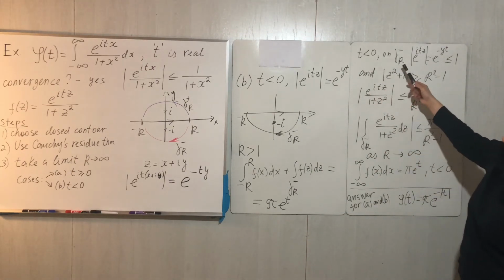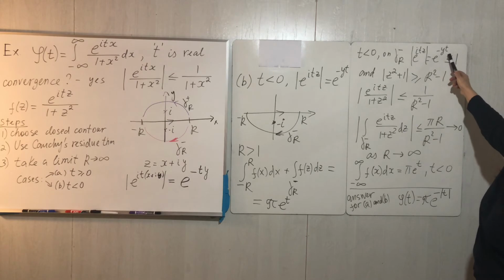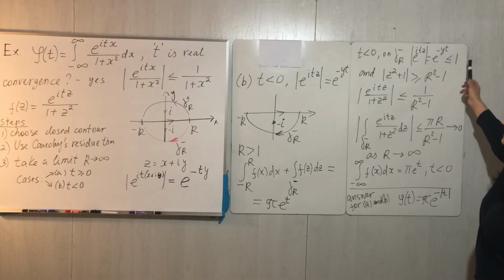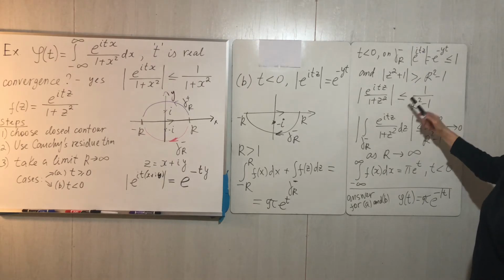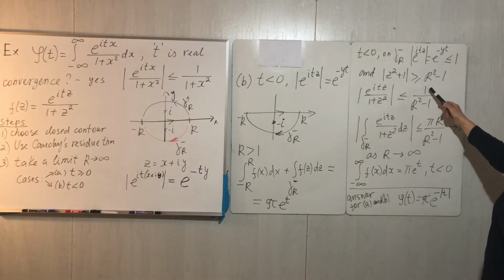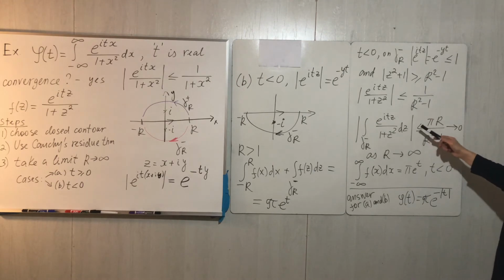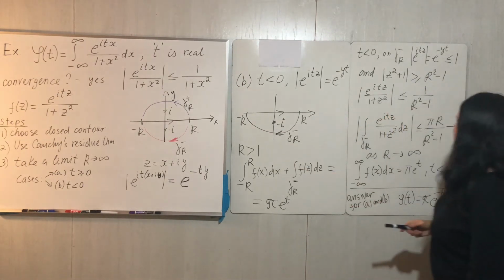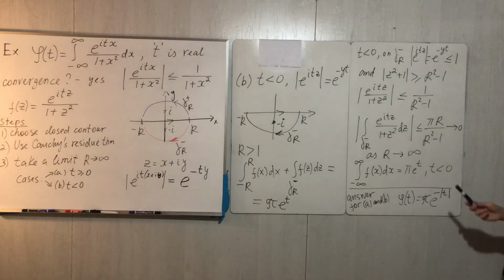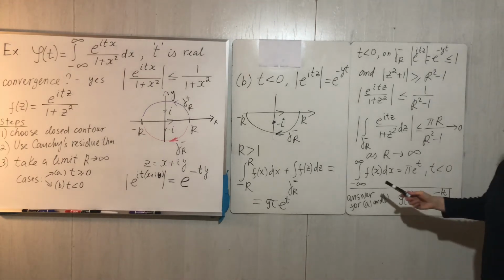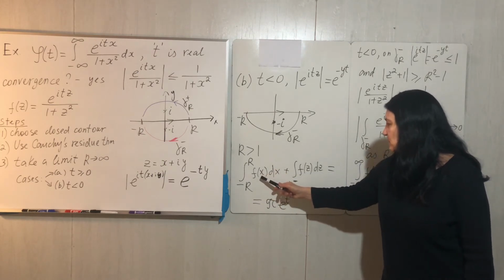So t is negative, so on gamma r minus we will have the same estimate. So t is negative, y is negative, it will be less than 1. And using the triangle inequality, we estimate the denominator similarly, so the whole function will have the same estimate, 1 over r squared minus 1. And for the integral, we just repeat: it would be the function times the length of this arc, pi r. And since we have r squared here, when r goes to infinity, the whole thing will go to 0.